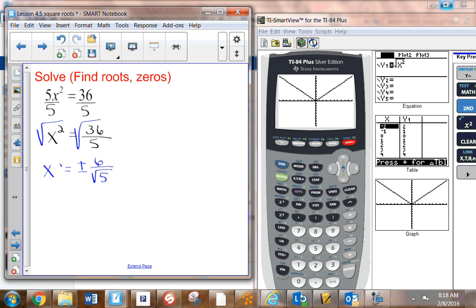What's the problem with that answer? Can't have that radical on the bottom. That's easy. So what form of 1 are we going to multiply by?